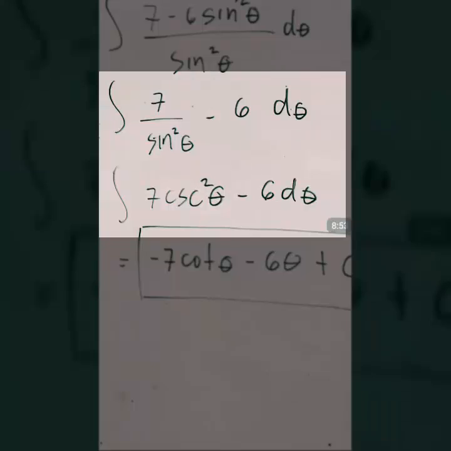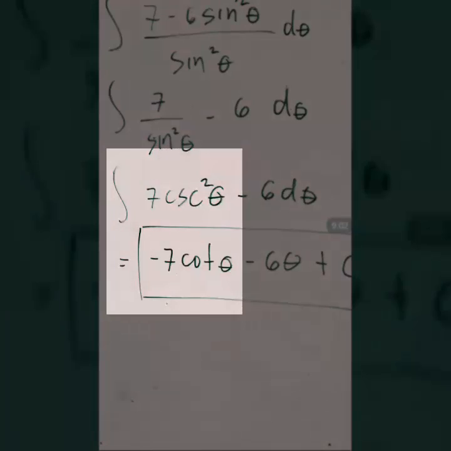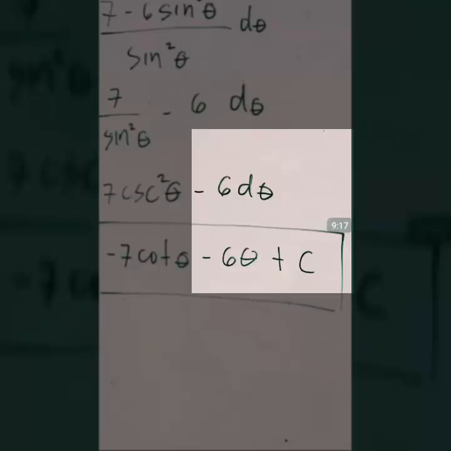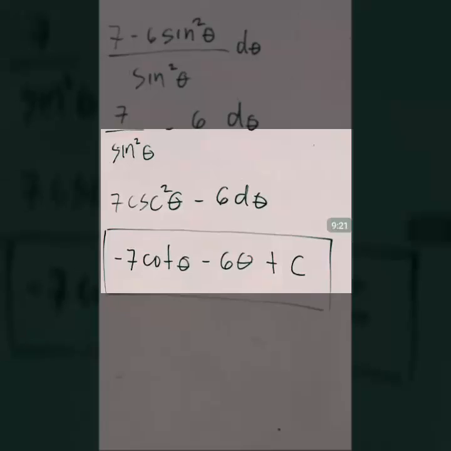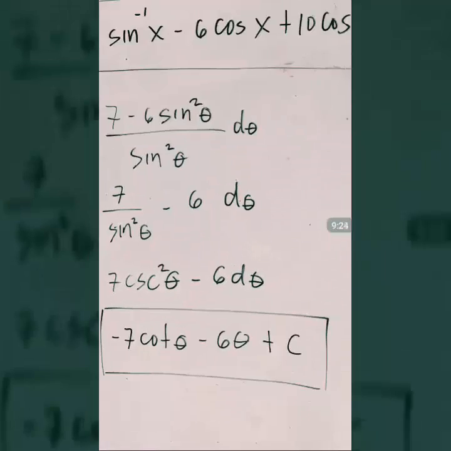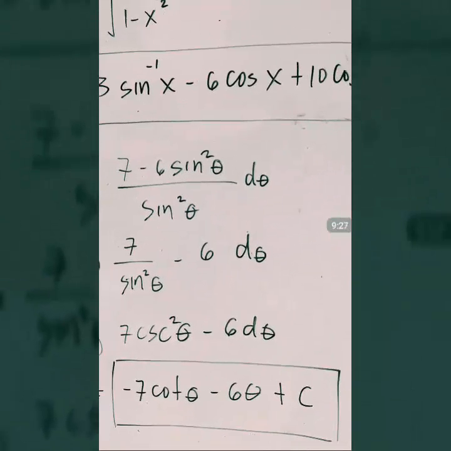Kung mayroon na kayong tables ng formulas, makikita nyo agad na ang integral ng cosecant squared theta ay negative cotangent theta. Kaya ang ating sagot is negative 7 cotangent theta. Then the integral ng 6 d theta is equivalent to 6 theta plus c. Ayan, natapos na yung ating basic example ng mga trigonometric function.